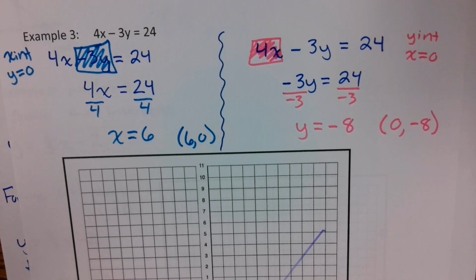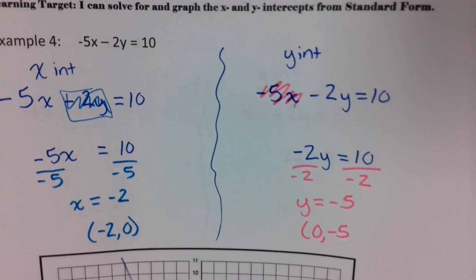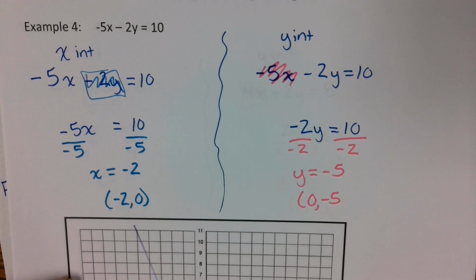So for problem number 4, who can tell me what they got for the x-intercept? David? Negative 2. Very good. What about the y-intercept? What was the y-intercept, Lucas? Negative 5. Very good. Okay, so this is what it should look like when you're solving it out.